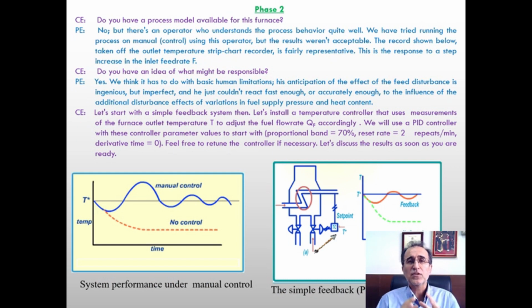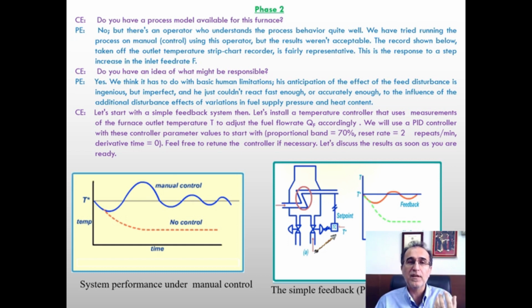The first question again in the second phase is that the control engineer will ask, do you have a process model? He says, no, we don't, but we have a good operator. He understands this process very well, but his action is in the left figure, manual control. When this operator does manual control, he acts like this. So you'll see too much fluctuation around the desired temperature. The control engineer will ask, what do you think is the reason? So basically, the answer is basic human limitation. So we need some feedback control, some automatic control.